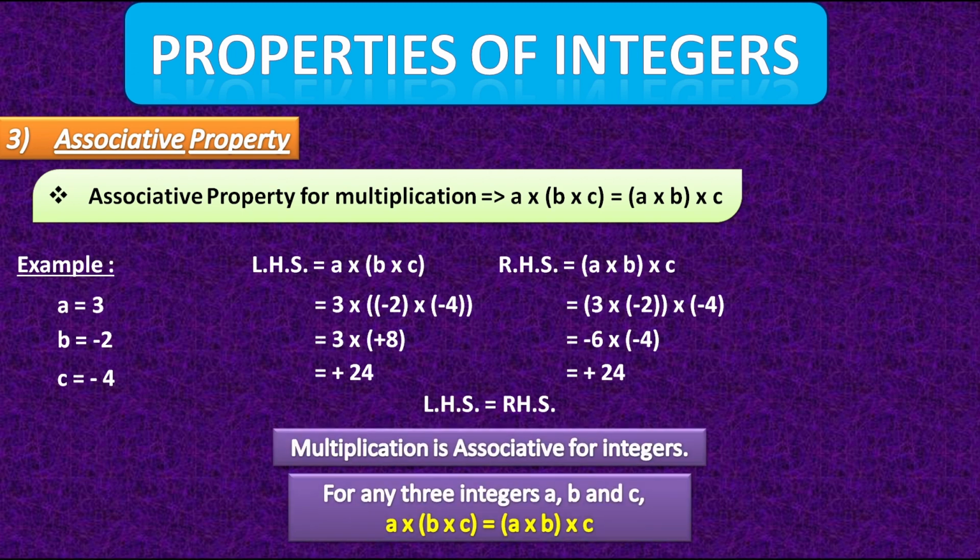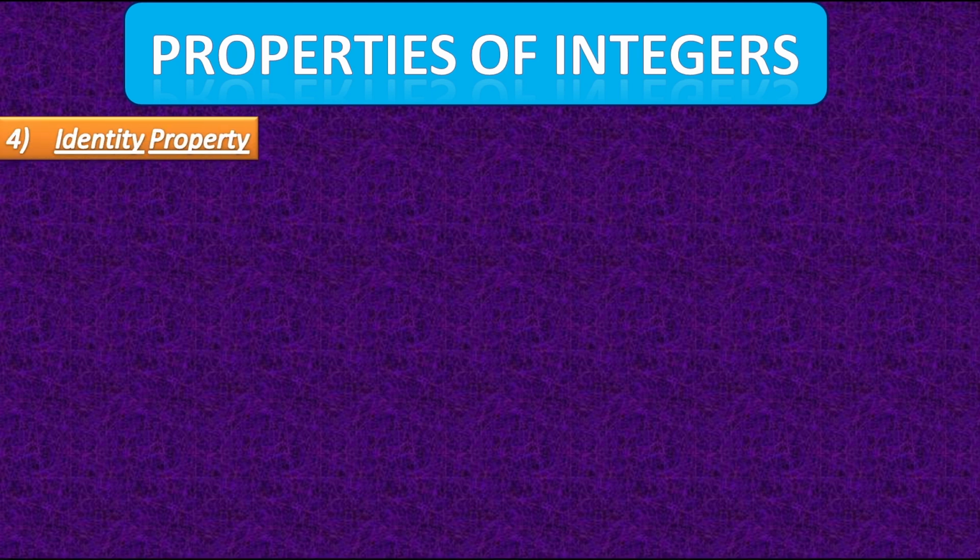For any three integers A, B and C, A into in the bracket B into C bracket complete is equal to in the bracket A into B bracket complete into C. Now as closure property does not hold for division, as well as commutative property does not hold for division, therefore associative property will also not hold for division. So directly we will move to the next property, that is identity property.